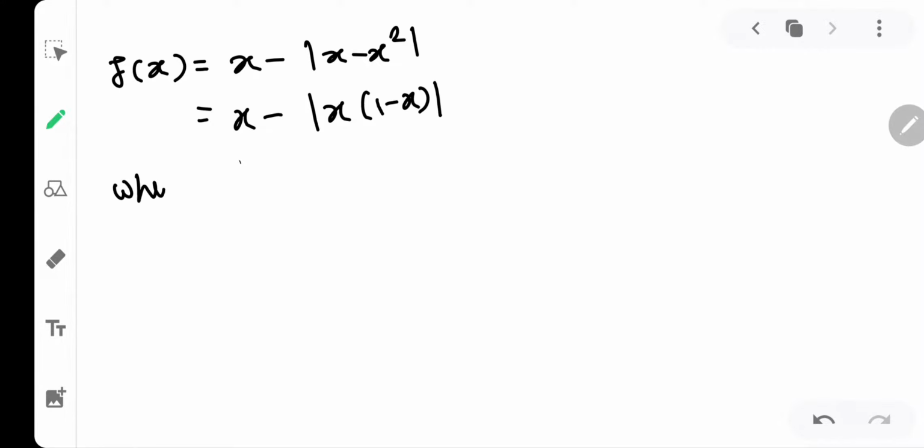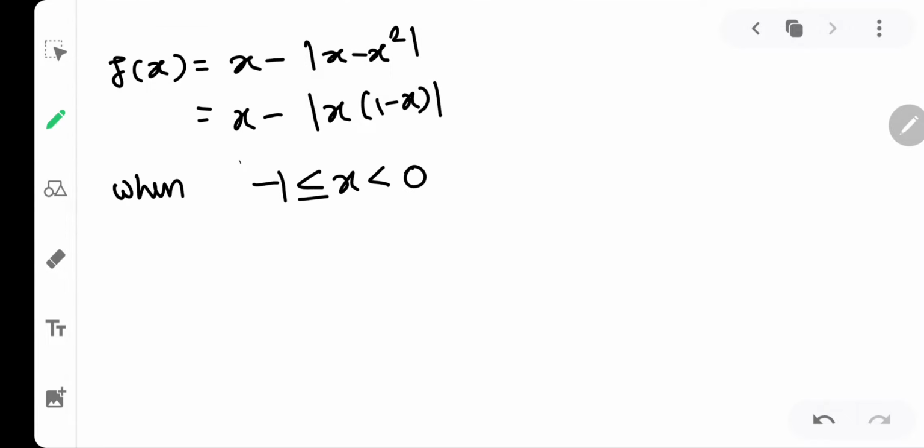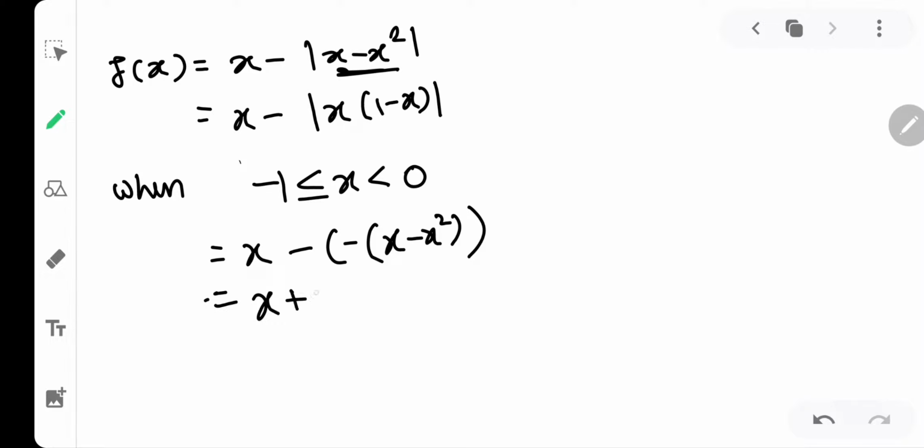Now when x is from −1 to 0, when x is from −1 to 0, what will happen? It will open negative. So let me open it as negative, right? See, I opened it with negative, this particular thing. So it will basically become x + x − x². So it became 2x − x².